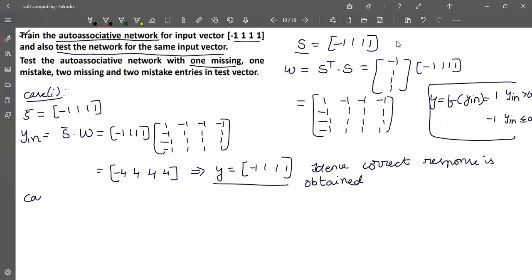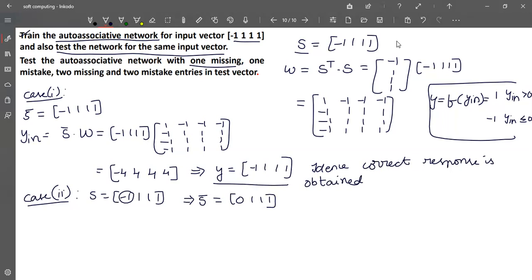So let this be case 2. Our input vector is -1, 1, 1, 1. What we have to do now is miss one value and test with the resultant input vector. So let me miss this first value. So our test vector becomes 0, 1, 1, 1.